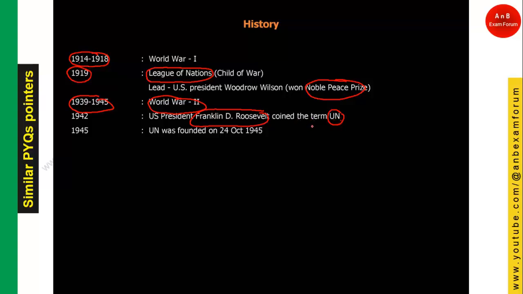This question we have seen in one of the exams. It happened on 1st January 1942. And the very important year 1945, just after World War II, the United Nation Charter came into picture, which means United Nation was officially founded on 24th October 1945. So the child of war is known as League of Nation. It is not United Nation.